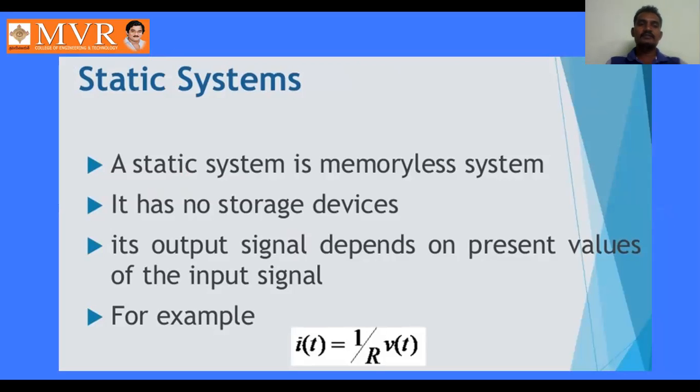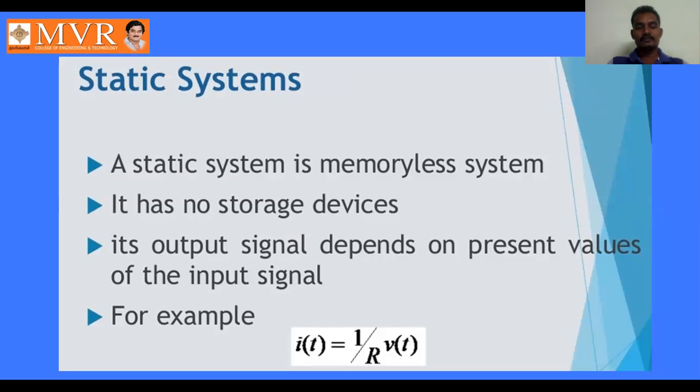A static system means it is a temporary system. It will not have any memory, so that's why it is a memoryless system. If memory is not there, there is no storage, it does not have any capability of storing anything, so it has no storage devices. Its output signal depends on present values of the input signal.